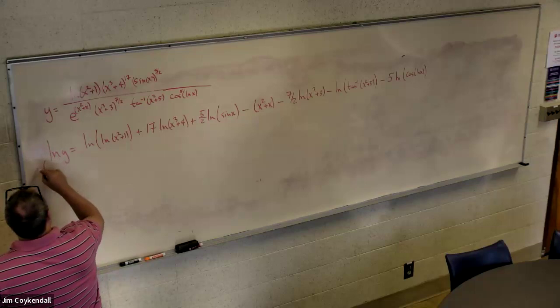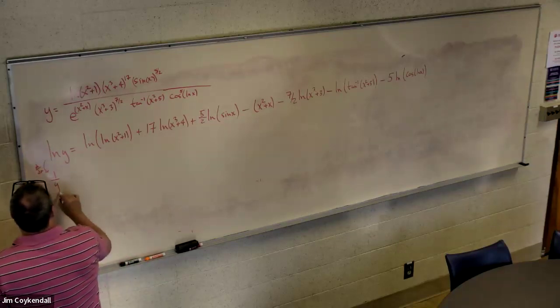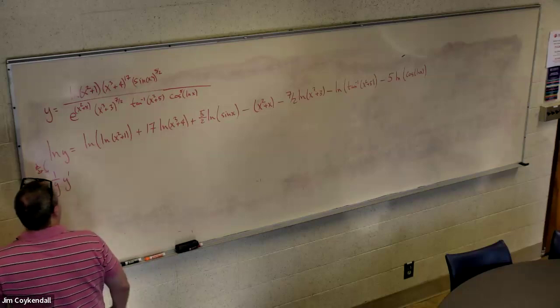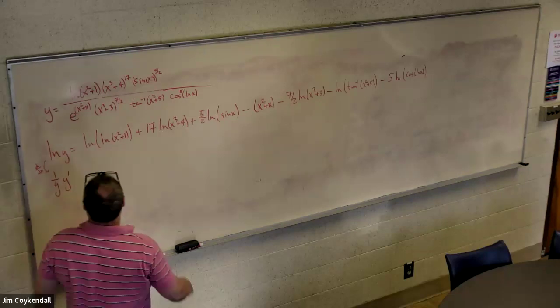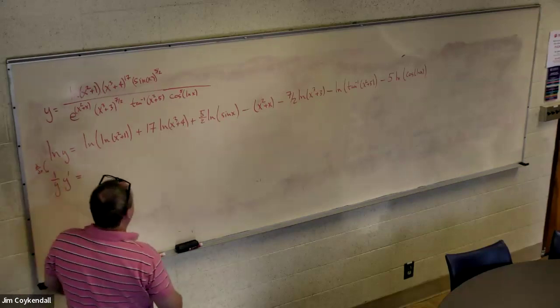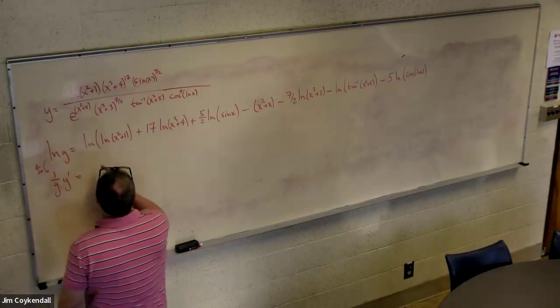Now let's d/dx this. And I get 1 over y prime. And remember, y prime is what we see, right, the derivative of this. You may think this is gnarly, but it's so much easier to do it the other way.